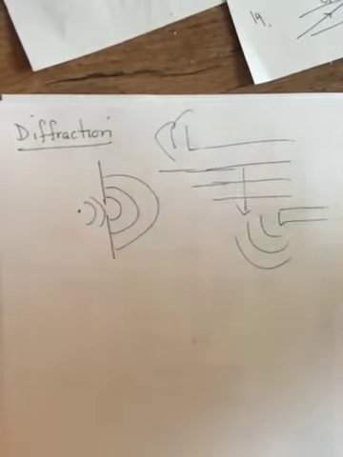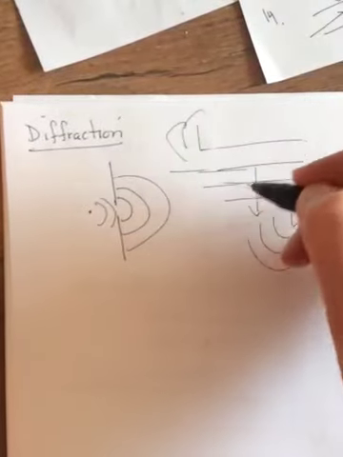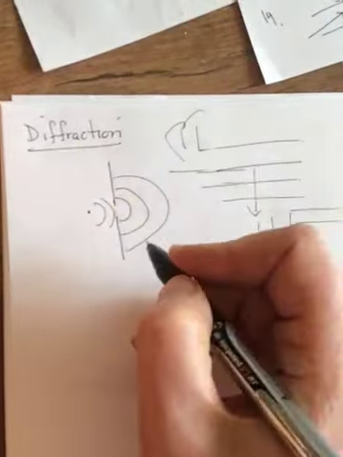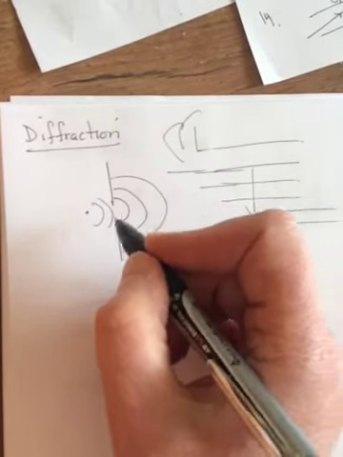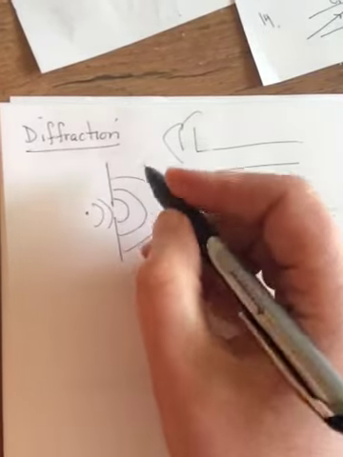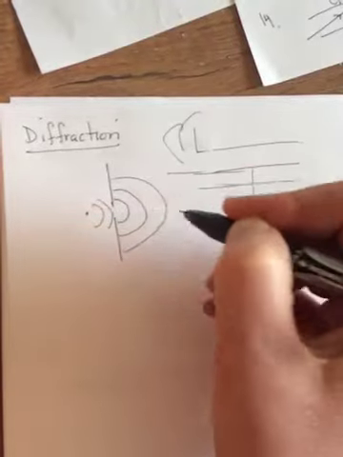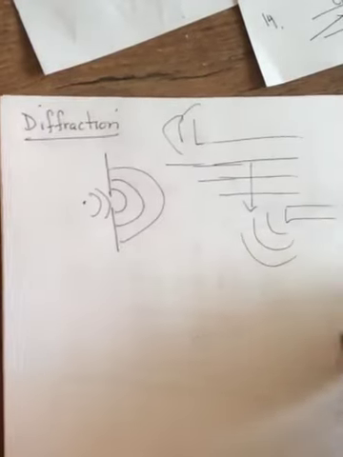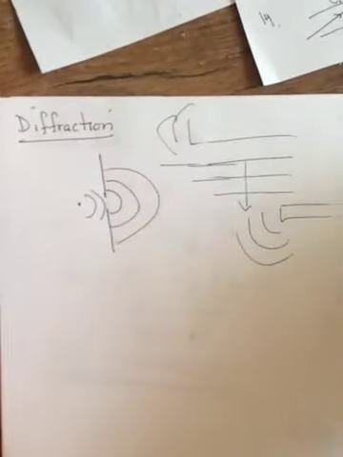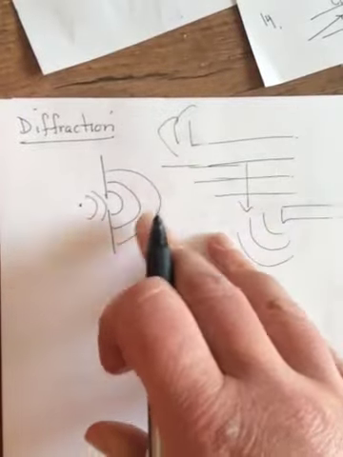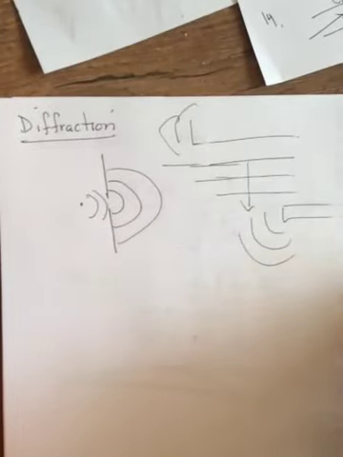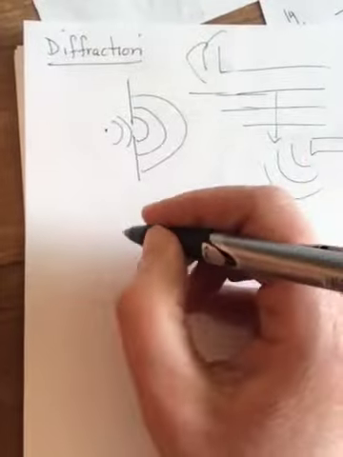Okay, now how much something diffracts, the degree of diffraction, depends upon the wavelength of the wave and the width of the slit that it's going through. And so diffraction not only happens with water waves or sound waves, it happens with light as well.